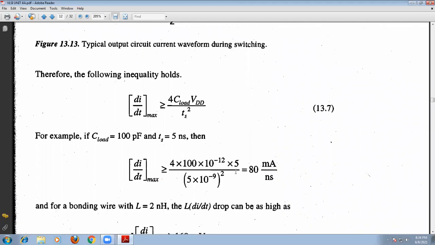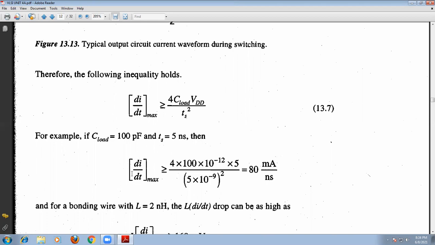Now let us consider this is the equation. So di/dt max is greater than or equal to 4 CL into VDD by TS square, where CL is the load capacitance, VDD is the supply voltage, TS is the delay time squared. Now, for example, if you consider CL equal to 100 picofarad, TS equal to 5 nanosecond, then you will get 80 milliamperes per nanosecond. Substituting these values here, you will get di/dt equal to this much.